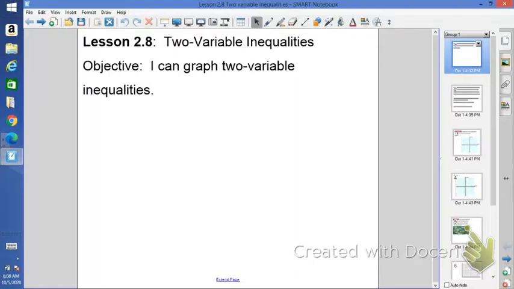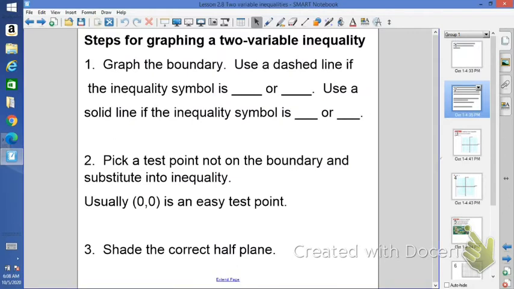Lesson 2.8 is on two variable inequalities, and the objective is to be able to graph them. Alright, there's three steps for graphing a two variable inequality. The first step, we want to graph the boundary line.